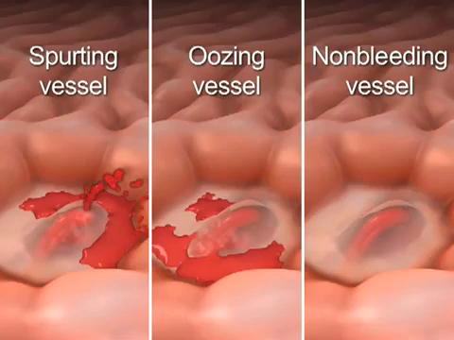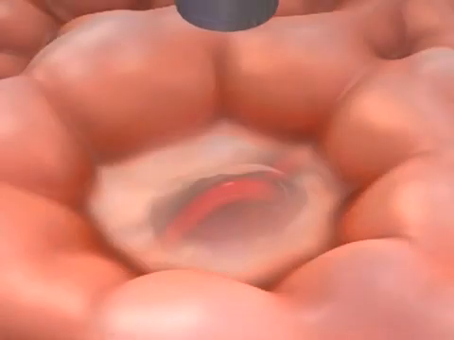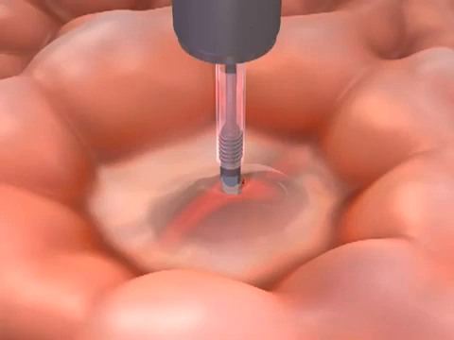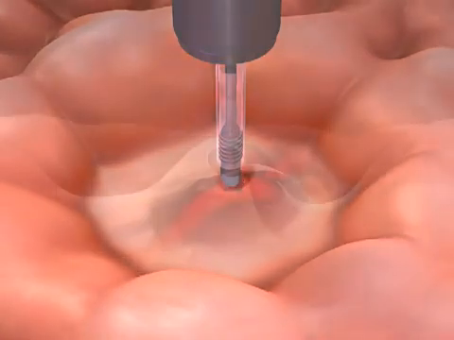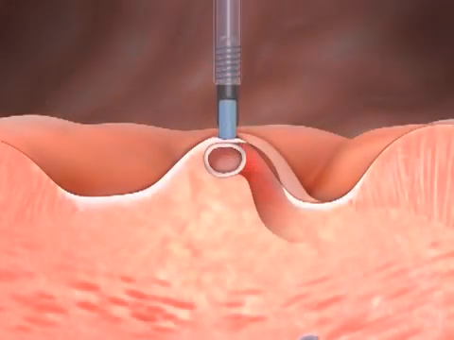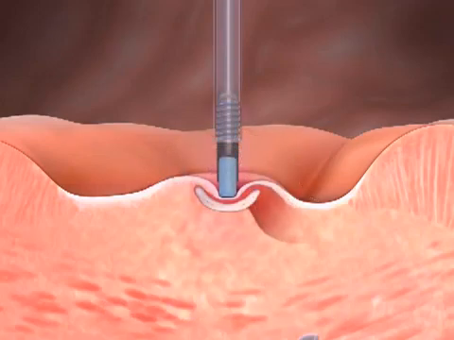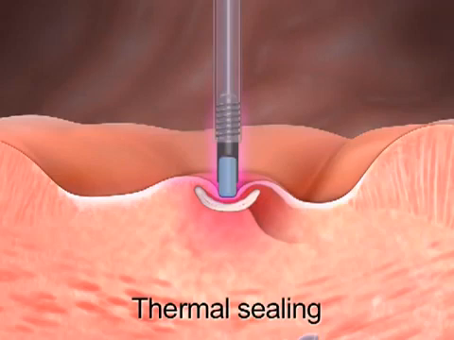The probe should be placed directly over the target site and pressure applied to cause indentation of the targeted tissue with compression of the underlying vessel while delivering thermal energy. This action is referred to as coaptive coagulation, and its aim is to weld the artery shut. Treatment should continue until the active bleeding has stopped, or the protuberance of the non-bleeding visible vessel has been completely flattened.